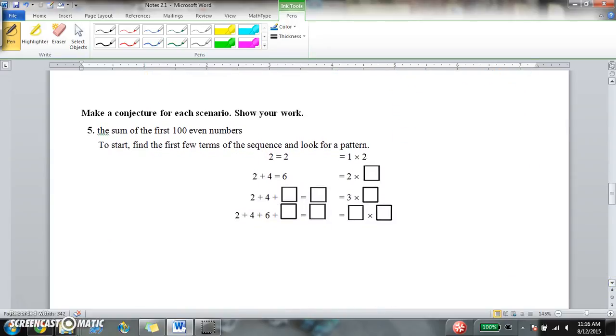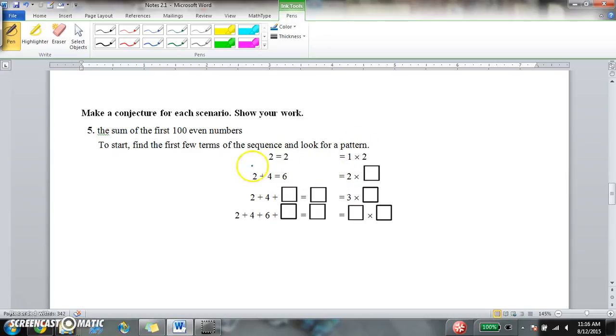Make a conjecture for the scenario. So I want to make a conjecture for the sum of the first 100 even numbers. So the first example that we did was adding up odd integers. Now I want to add up the first 100 even numbers. So I start with 2. 2 is an even number. It's the first one. 2 equals itself, 2.